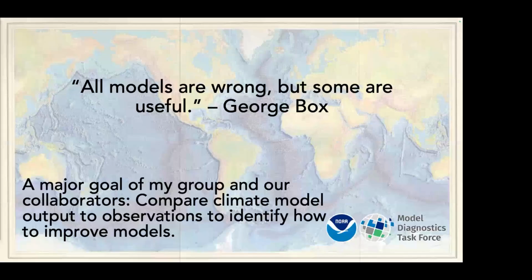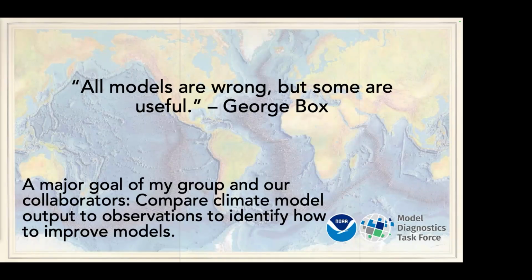Global climate models are great tools, but all models are wrong. Some are useful. And so a major thing that my group works on is where these climate models are going wrong. How do they compare to observations? We must always ground our models in what's actually happening, because this gives us a sense of whether the models are fit for purpose.